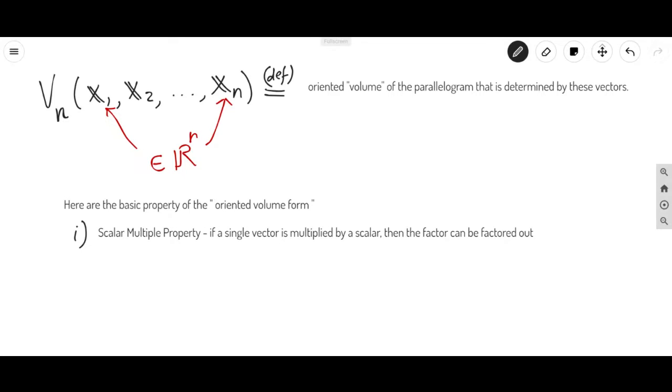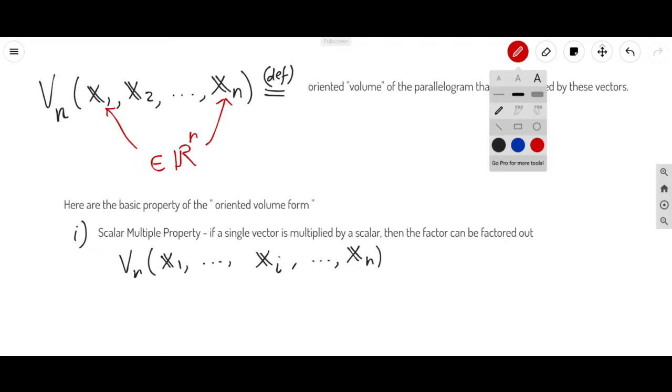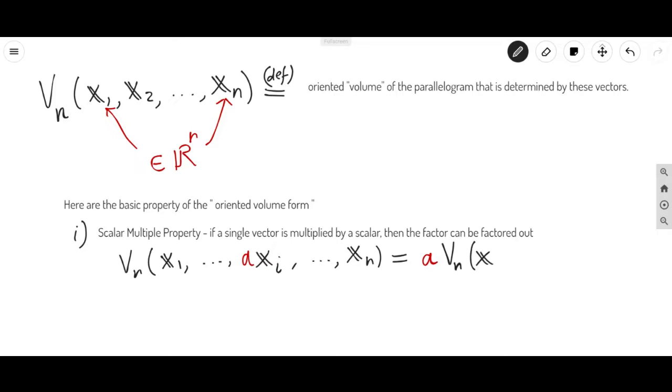So if you want to write it mathematically, we're saying that you have a bunch of vectors, and then you have some vector somewhere. It does not matter which coordinate, but let's suppose it's at the ith coordinate, and then you end up multiplying it by some kind of constant, ai. So you multiply it by a, then you can factor out the a. You can factor out that single term a, and then you keep everything exactly as it is the same. So you have x1 up to xn. So this is what we call the scalar multiple property.